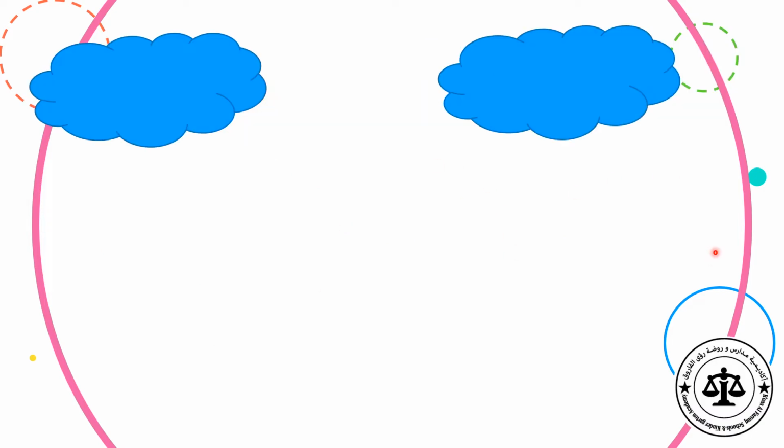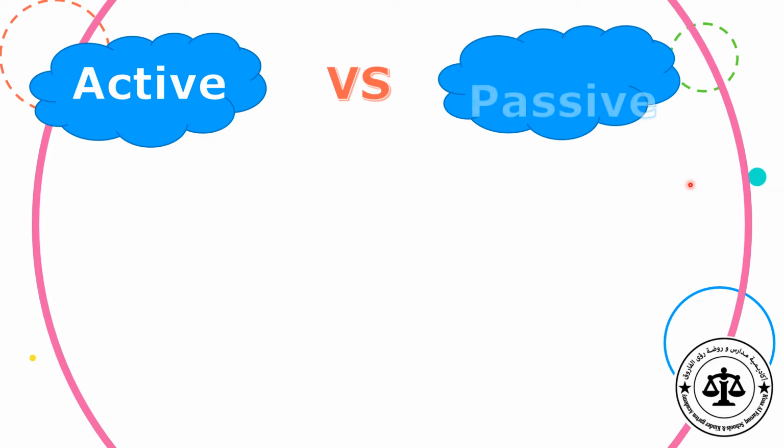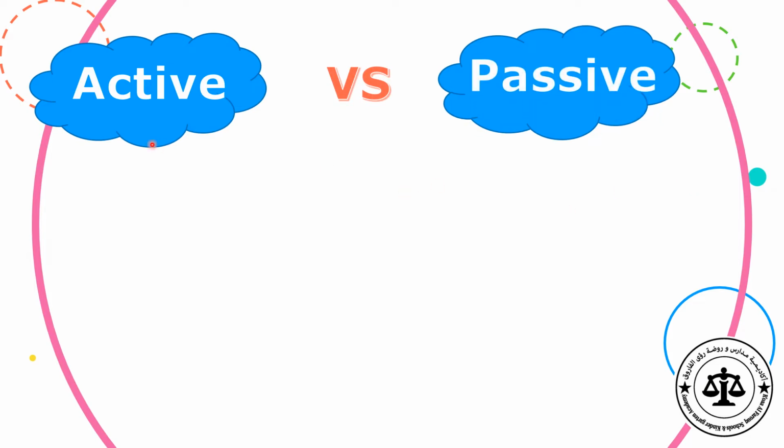Our lesson for today is past passive. Passive means المبني للمجهول. Let's know the difference between active sentences and passive sentences, or active voice and passive voice. We said passive voice means المبني للمجهول. Okay, active voice means المبني للمعلوم. What's the difference between them?